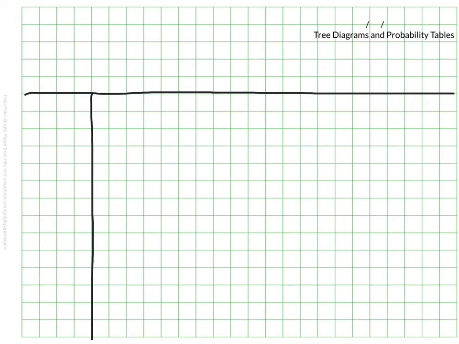This video is going to cover the topic of tree diagrams and probability tables. Be sure the date and topic are at the top of your page. The essential question will be, how do we organize the outcomes of compound events?